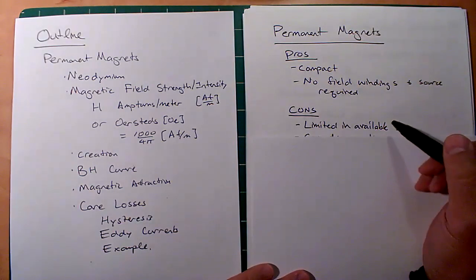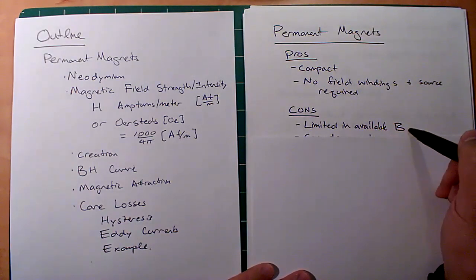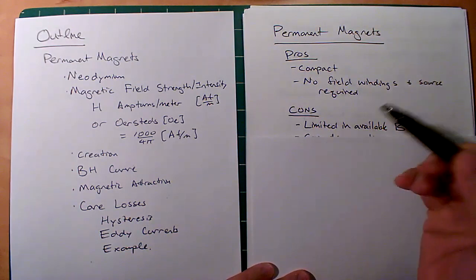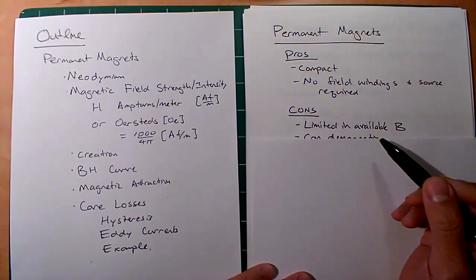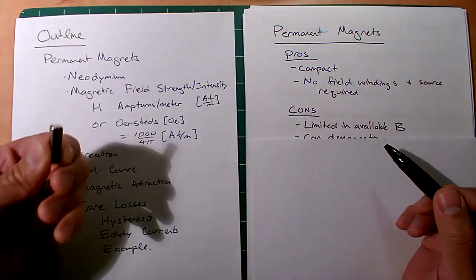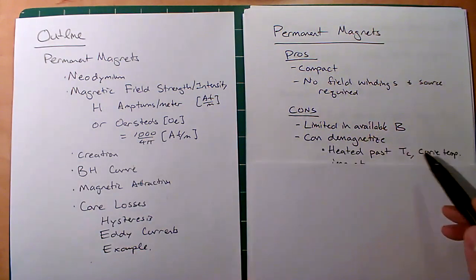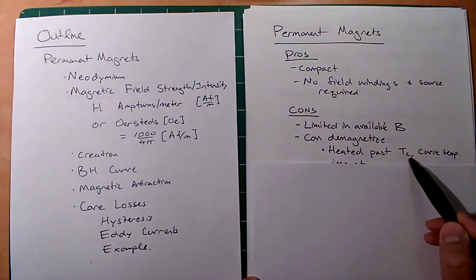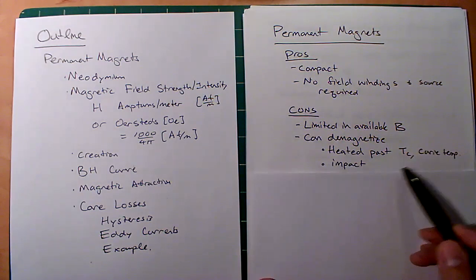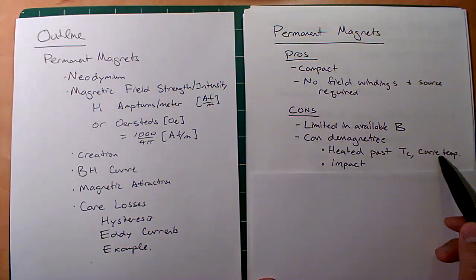Well, what are the cons? Well, you're limited in the available flux density, right? You can't just turn up the current and get more flux density. So you're just stuck with what you get. Whatever this is, that's it. The other problem is you can demagnetize it. If you're heated past this TC, or what we call the Curie temperature, it'll lose its magnetism.